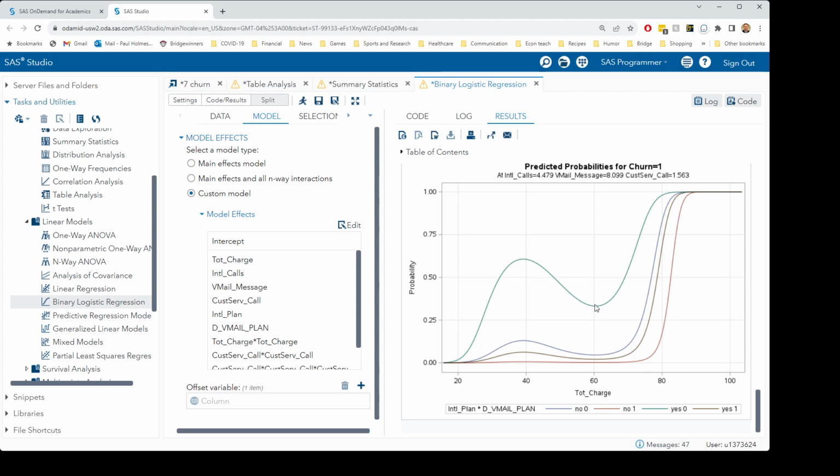Funnily enough, that actually decreases as our total charge increases until we hit about $60. And then our chance of churning goes up really fast. By the time we hit about $80 a month, we're very, very likely to churn. And that just keeps on increasing as our total charge gets higher and higher. Okay, so maybe that makes some sense to you. It's definitely something you could describe in a report, exactly how the total charge is affecting our chance of churning.